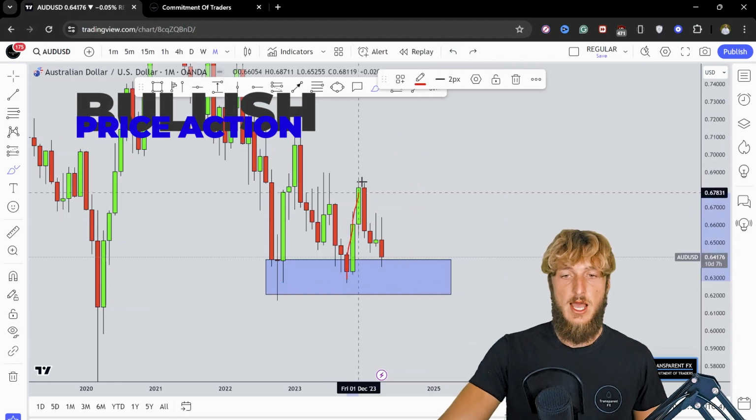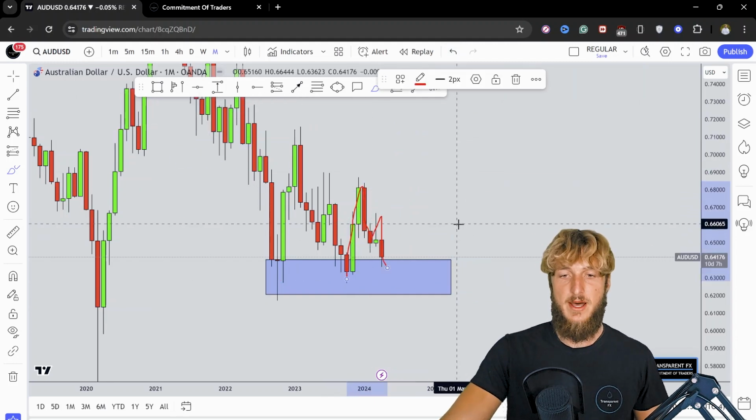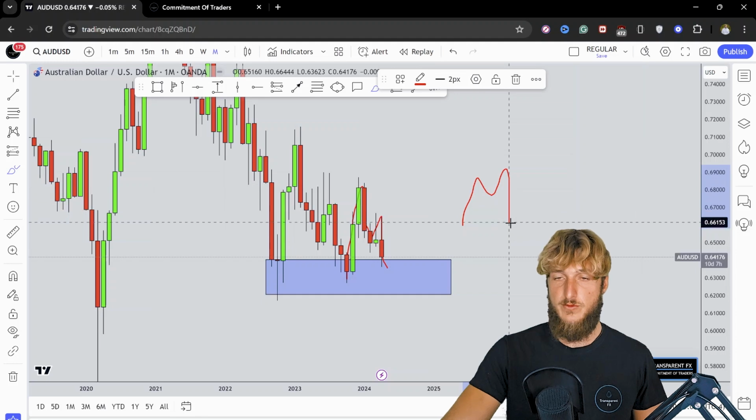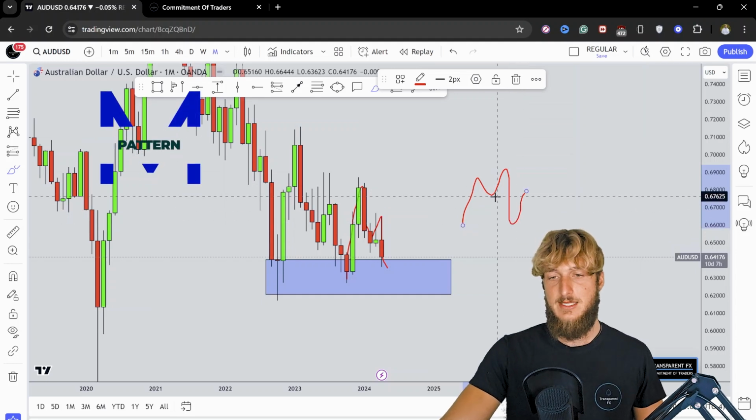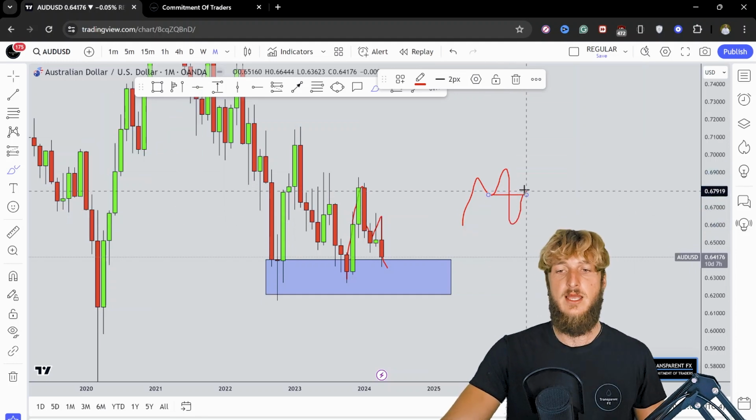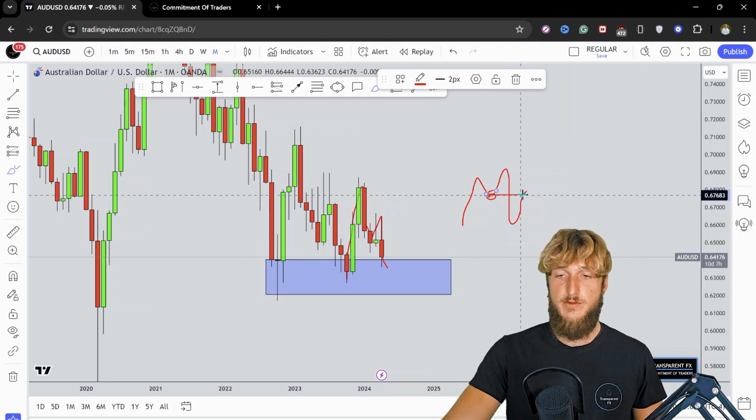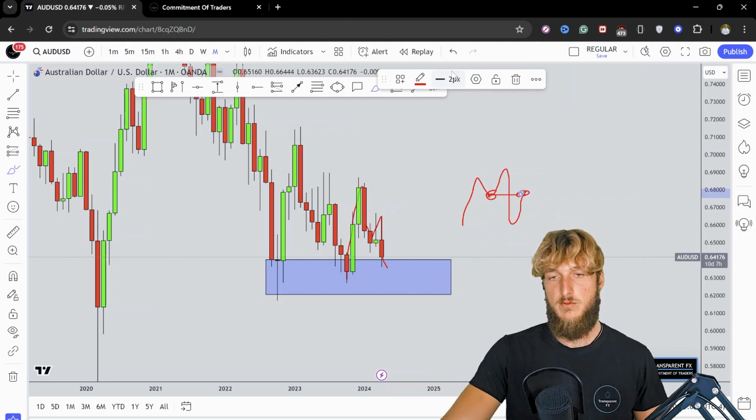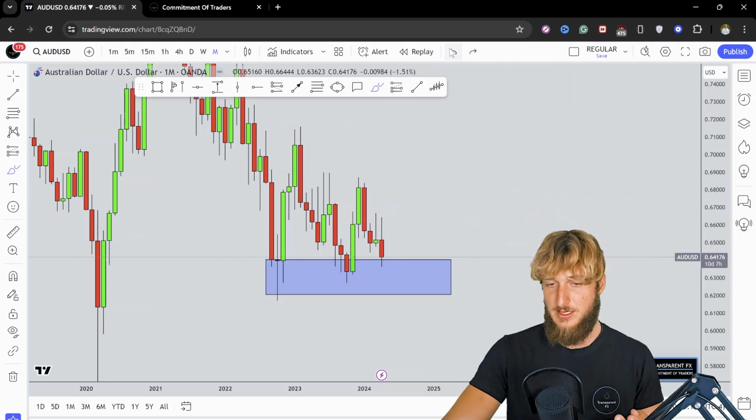We can also notice how we just had the creation of this M pattern, and in general, after the creation of an M pattern, what you could expect is a rejection to the upside, completing the M pattern at the neckline. So the previous support turned resistance from a monthly standpoint in this case.